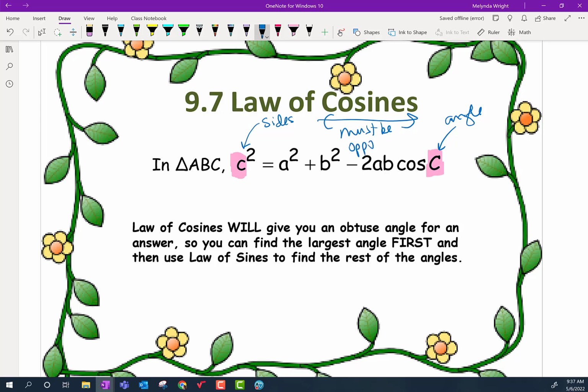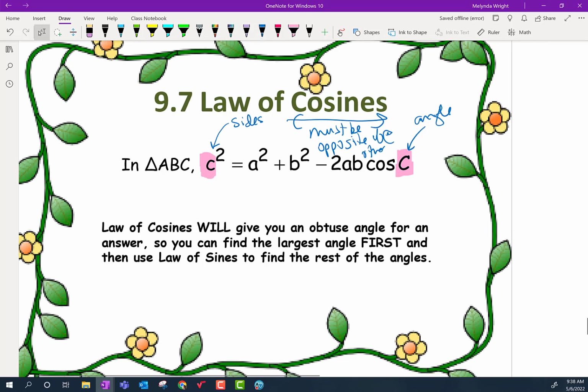They must be opposite each other. One of the most common mistakes that I see is people pairing them up inappropriately, like pairing angle C with side A or something crazy like that. So what do I mean by that? Let's just remind ourselves, what do I mean by opposite? So if we have a triangle ABC, and we've got, let's just make up numbers, 2, 5, and 9.